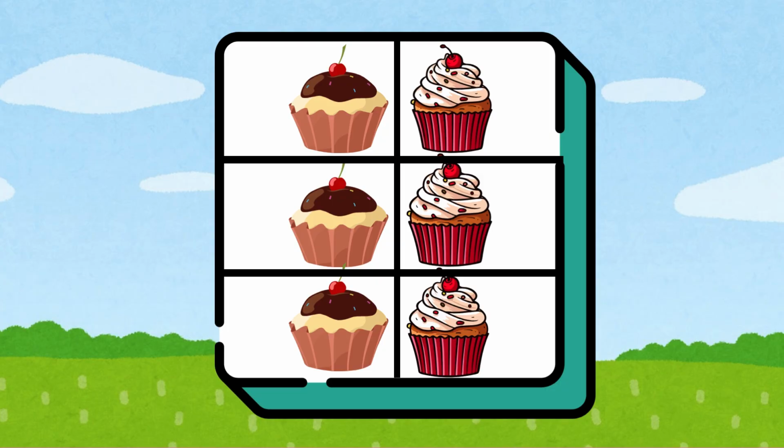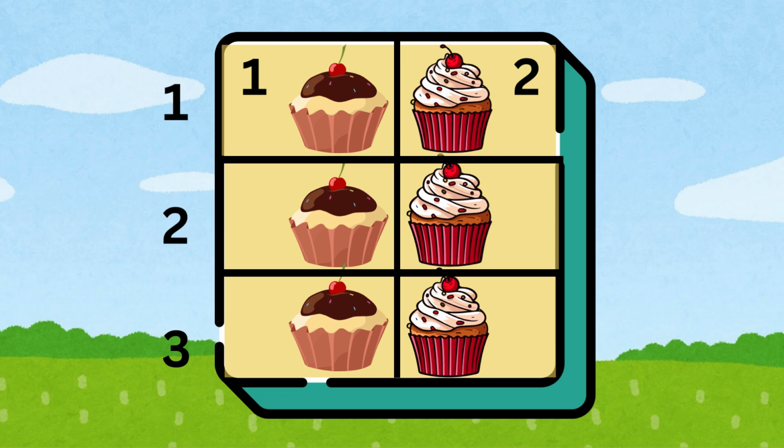Now, let's count the number of rows in this array. There are 1, 2, and 3 rows of cupcakes. How many cupcakes are in each row? 1, 2. There are 2 cupcakes in each row.